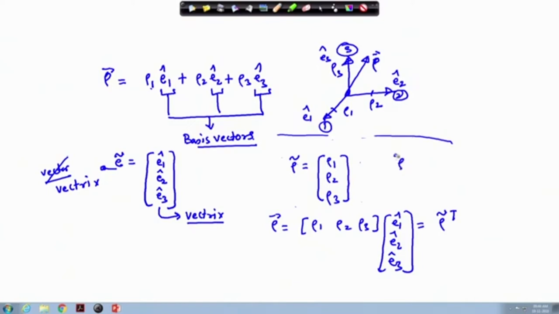So, rho tilde transpose will be rho 1, rho 2, rho 3. Okay. So, rho tilde transpose times E tilde, where E tilde we have defined like this. So, this is one of the representations, and the same thing can be written as E tilde transpose times rho tilde. So, both ways we can write.